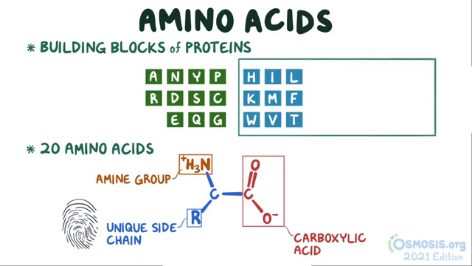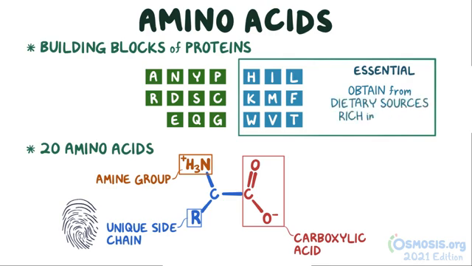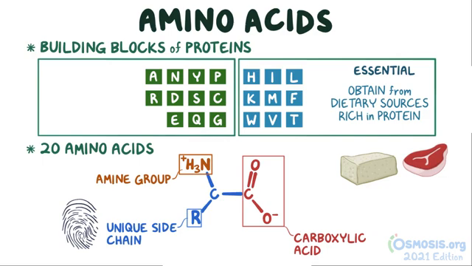9 of the 20 amino acids are essential, meaning that you obtain them from dietary sources rich in protein, like meats or tofu. The other 11 amino acids are non-essential, which means that they can be made in our body, so you do not have to get them from your diet.